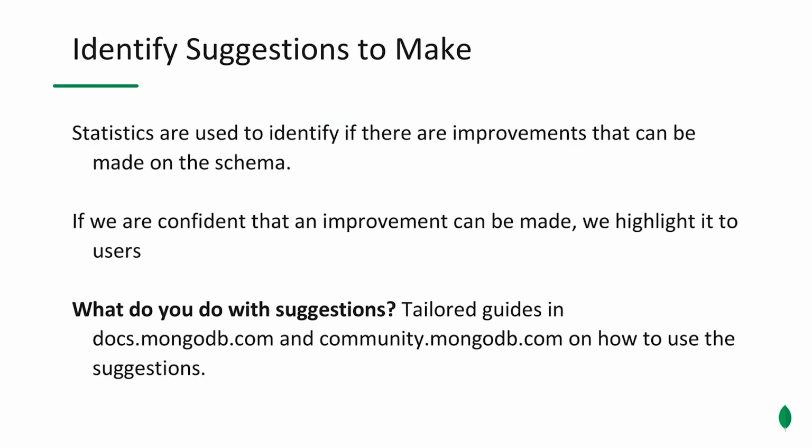Now, once we have those statistics in place, we have an engine which can look through the statistics and identify when is it worth calling out a schema suggestion. In other words, statistics are used to identify that there are improvements that can be made on the schema. If we're confident that this is worth calling out, we would highlight it to our users. And once we highlight that to our users, we give you suggestions. And like I mentioned, the suggestions on what to do. And these suggestions can be found in docs.mongodb.com or community.mongodb.com on how to take heed of this advice and implement those particular schema suggestions.